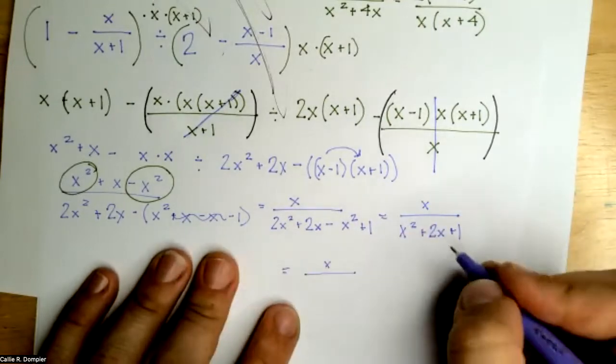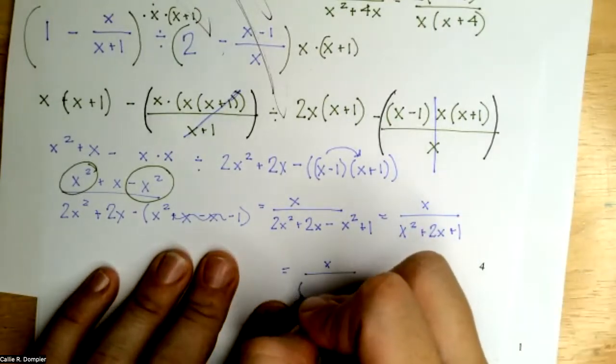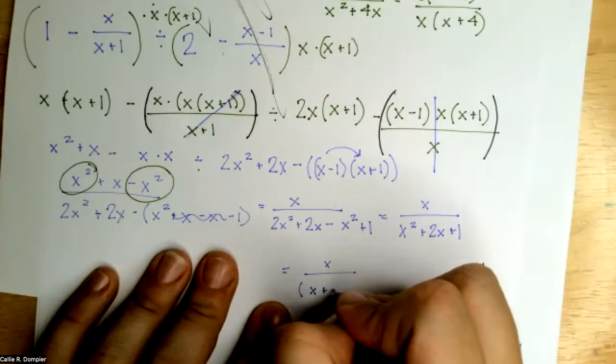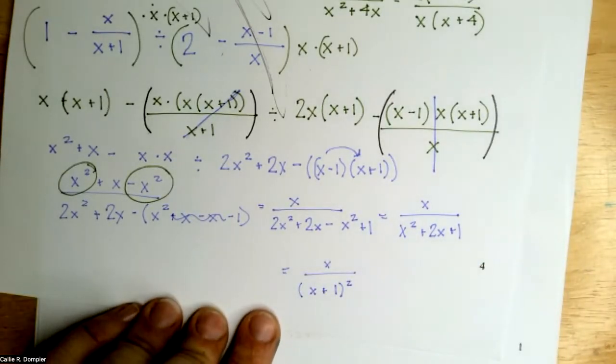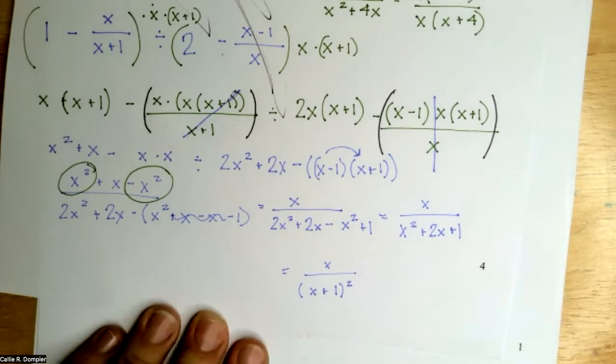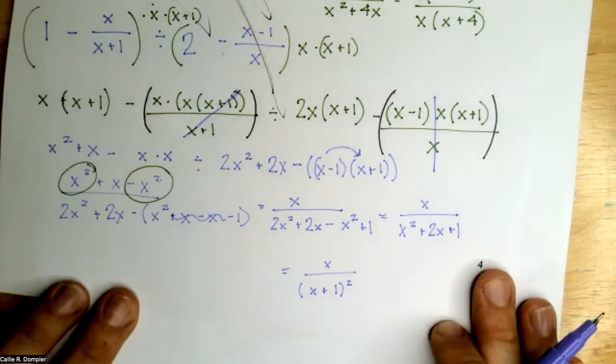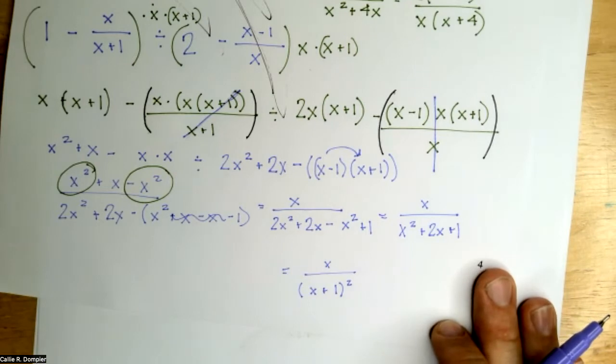X squared plus 2x plus 1 is also x plus 1 squared. Again, this is not showing up on the exam. I know that was a lot.